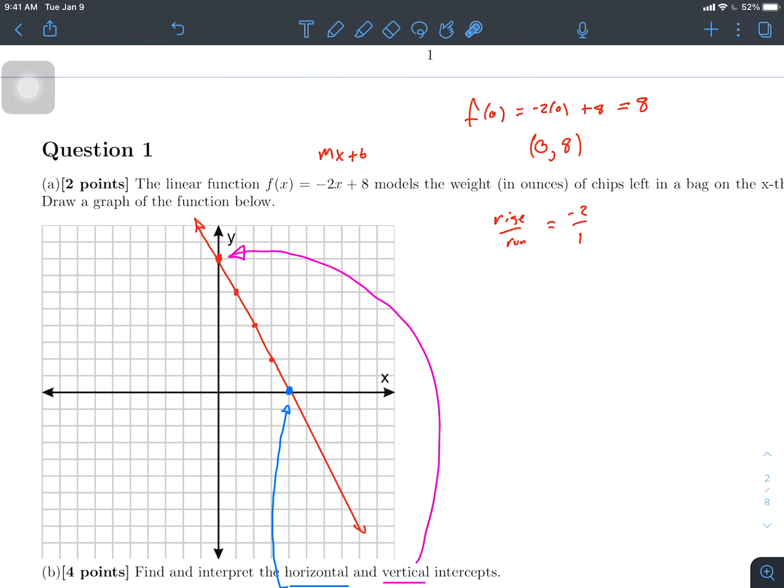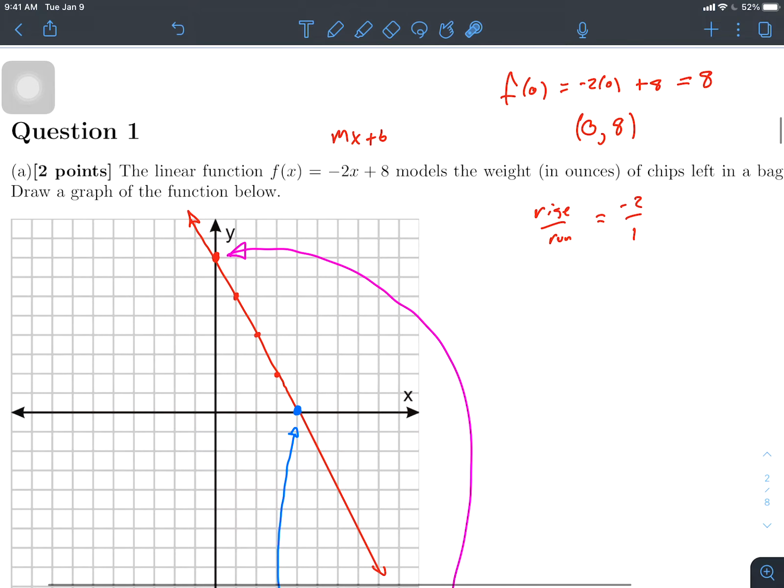And from there, what I wanted to do was just think about, well, what is the pitch or the slope of the function going to be? Is it going to be going up, going down? What's happening here? Well, we are told that the slope is -2.